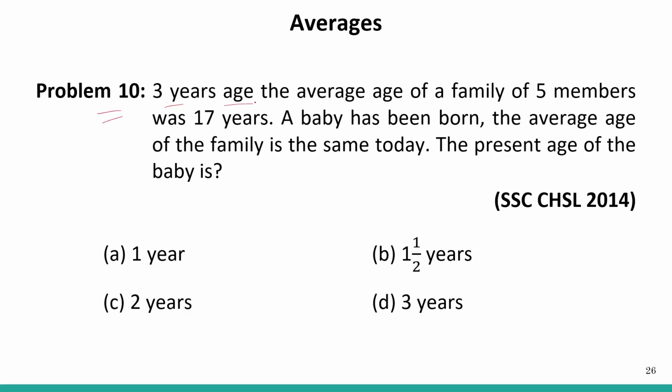So 3 years ago, the average age of a family of 5 members was 17 years, okay? So cumulative sum is equal to what? 5 into 17 years, right? So a baby has been born and the average age of the family is the same today. So the present age of the baby is what? Is it 1 year, 1.5 years, 3 years, 2 years or what? Okay, let's see the proper answer. Which among these 4 is actually the correct answer? So this question has appeared in the SSC CHSL 2014 paper.